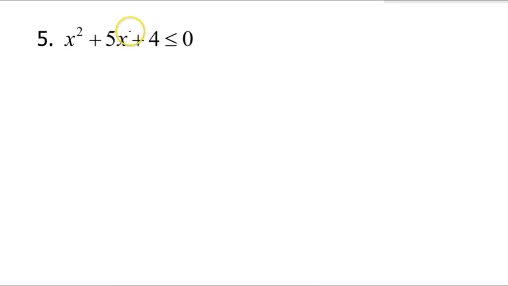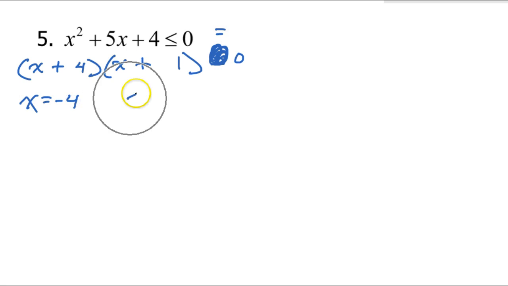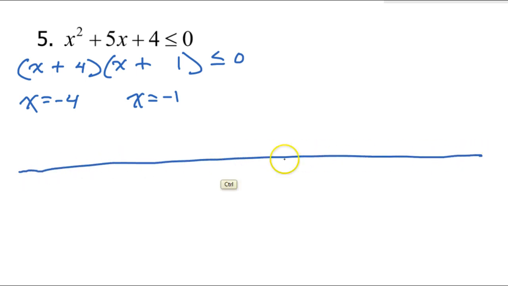For number 5, they did not factor for us, so we'll have to do that ourselves. Luckily, this factors pretty easily. X squared is just going to be x times x. 4 is going to be 4 times 1, both positive. So look, we need to start by solving the related equation, though. So that would give us x equals -4, x equals -1. These are the critical values, which we will graph on this number line.